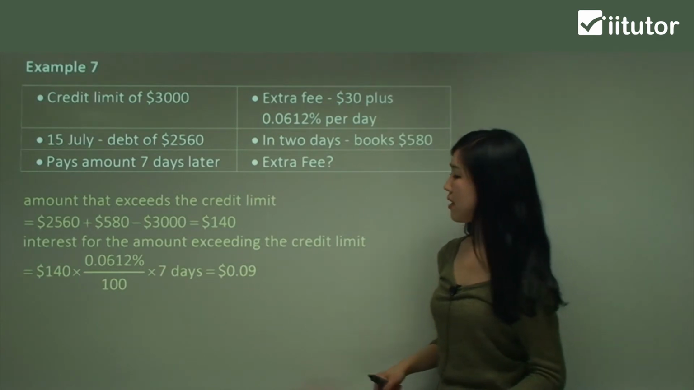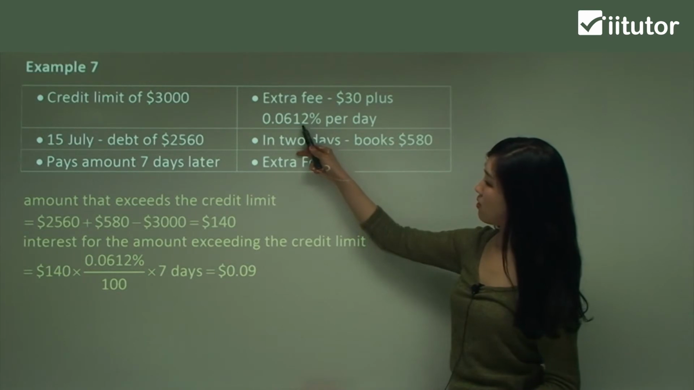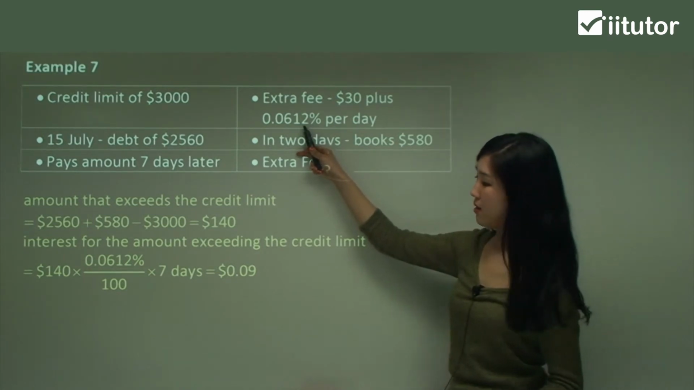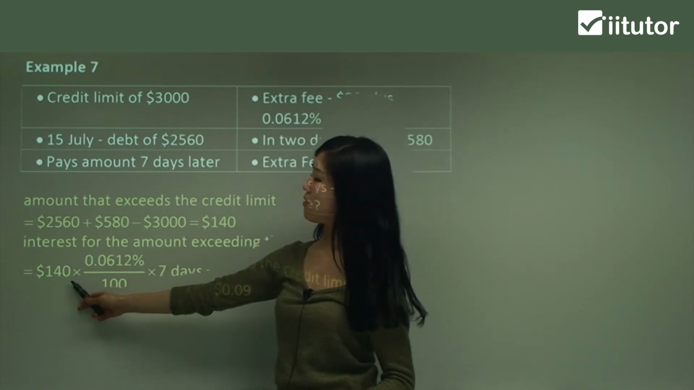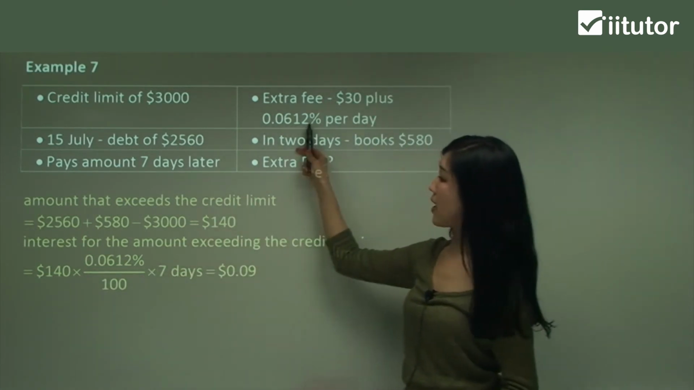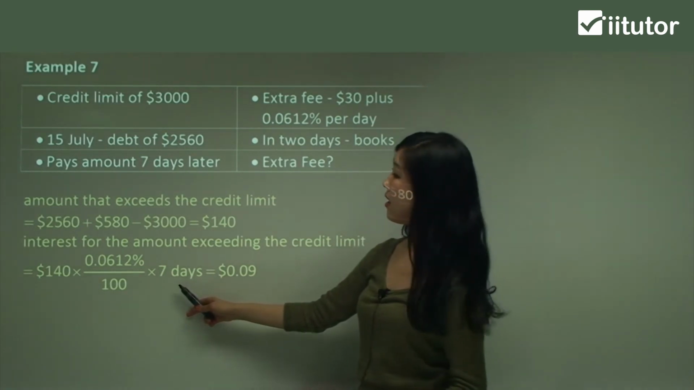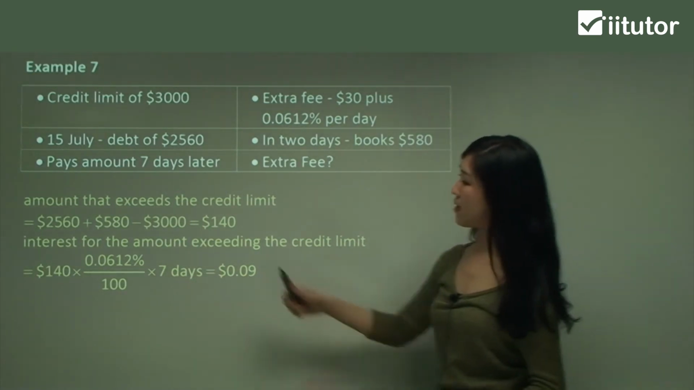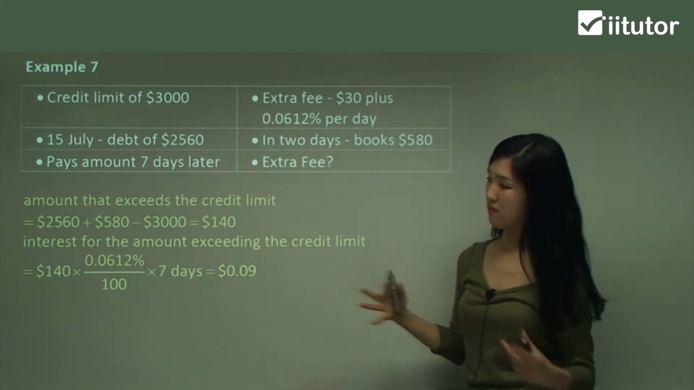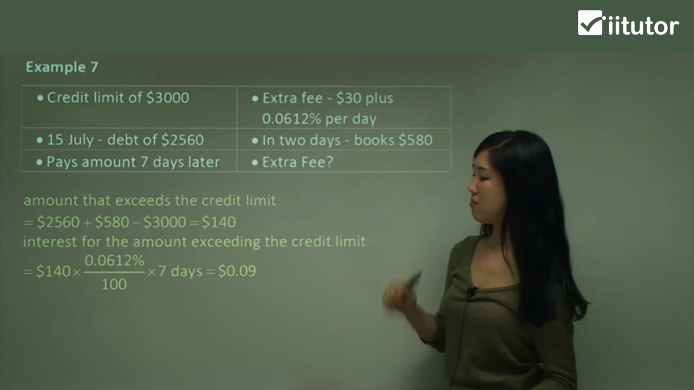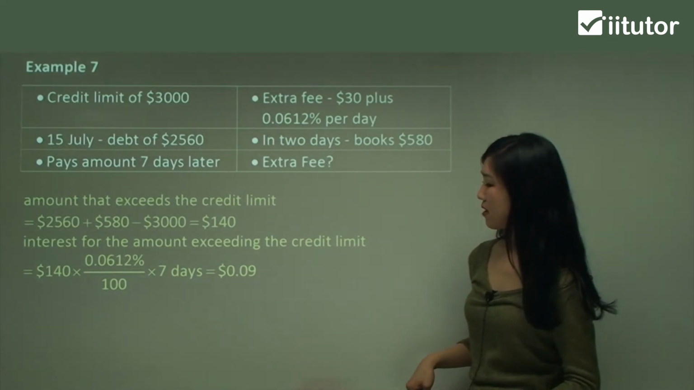So let's calculate the interest for the amount exceeding the credit limit. Interest is going to be this much per day. So $140 is the exceeding amount, so that's going to be our principal. Times it by that interest rate and times that by 7 days, because she pays the amount back 7 days later. So within those 7 days we're going to be charging interest. Just multiply it all and that's what you should have. So that's the interest for the amount exceeding.